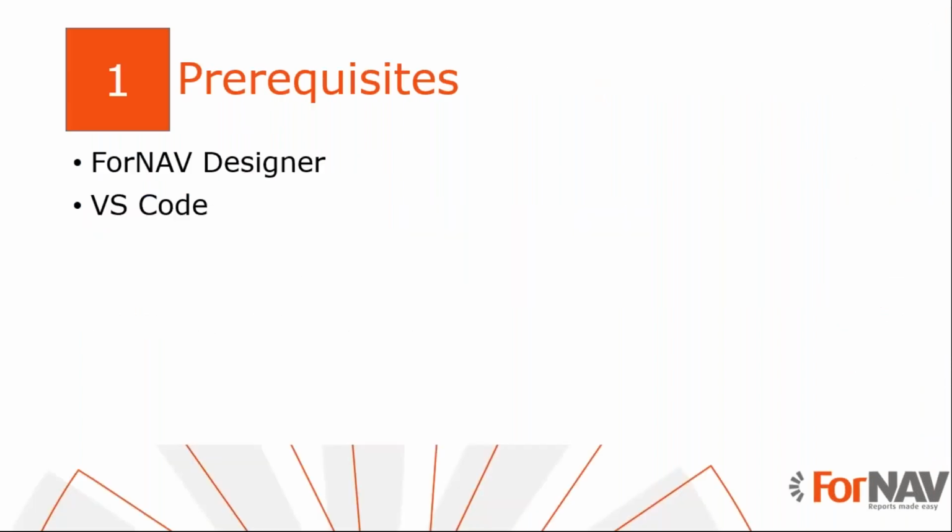Today, I will be managing extension translations in the Business Central on-premise Docker installation with the Business Central 2020 Wave 2 release. Of course, everything I do today is also available on the Business Central cloud environment. I have the Fornav Designer installed on my PC. The Fornav Designer can be downloaded from the Fornav website. I also have VS Code with the AL language and PowerShell extensions installed.